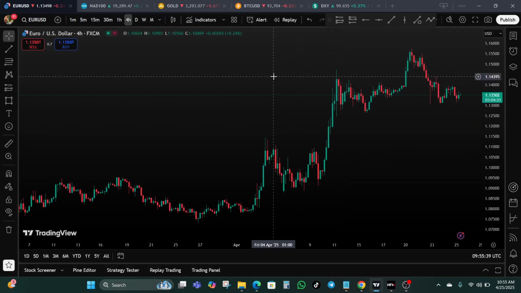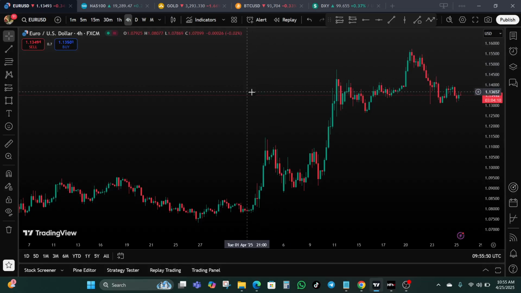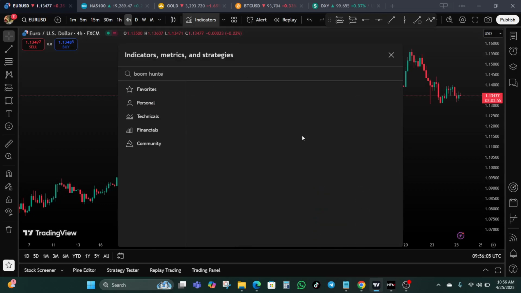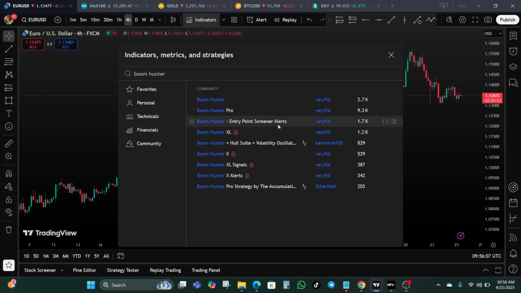Now, let us just quickly talk about a tool that is becoming a must-have for anyone that is trading assets that can be really volatile, assets that know how to spike, right? Now, let us look at the Boom Hunter Pro indicator. Okay, the Boom Hunter Pro indicator.